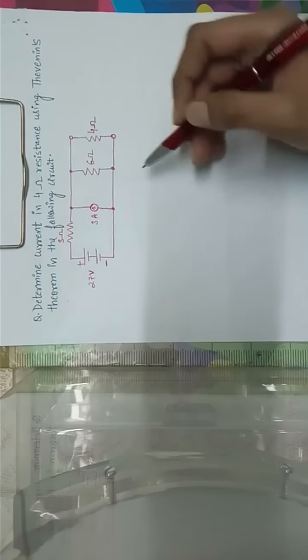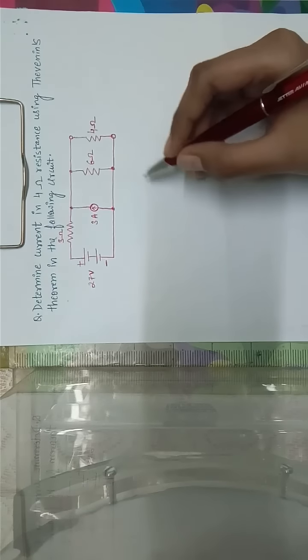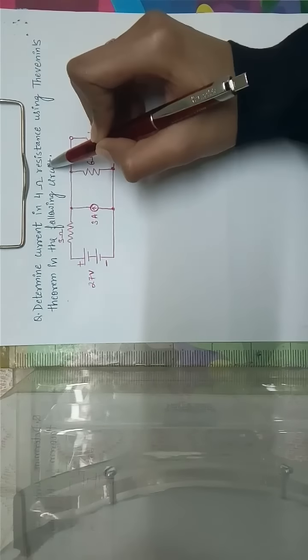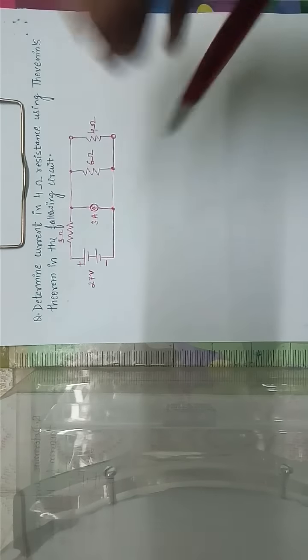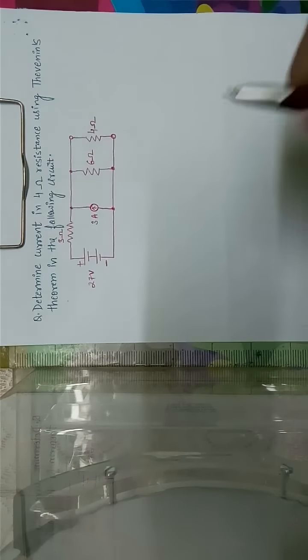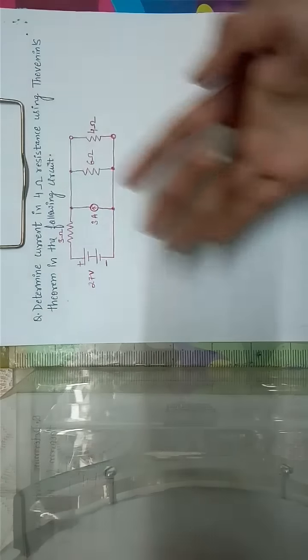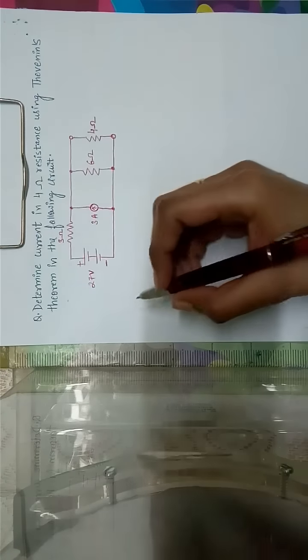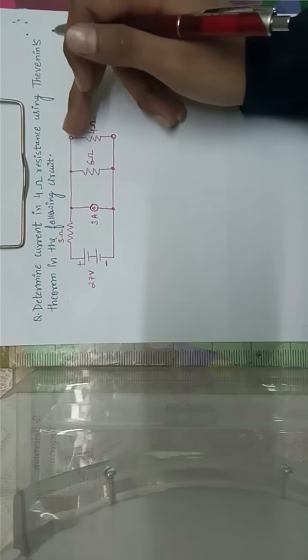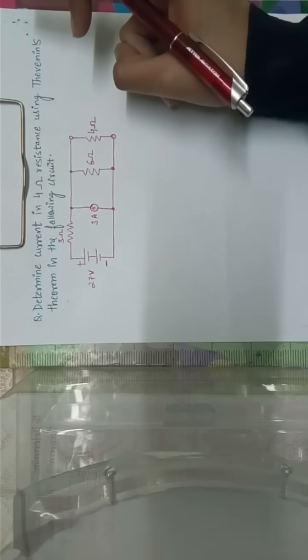Now see, over here when we start off with the question of determining the current in 4 ohm resistance using Thevenin's theorem, our basic idea is to use this theorem specifically for solving this question. Now, over here we'll follow a number of steps, starting off with the first one. The first step will be to remove the load resistance.